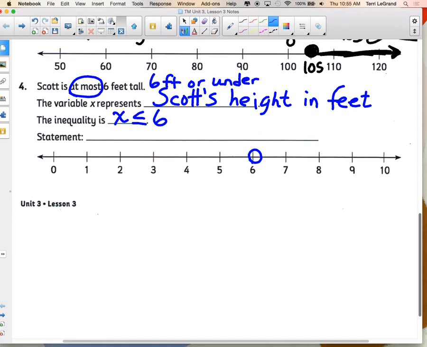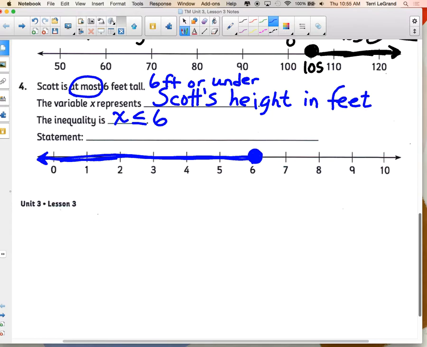Can Scott be 6 feet tall? Yes. Okay, because it says at most, so he can be 6 feet tall. What are other possibilities? To the left, yeah, to the left. Well, in reality, we can't go past 0, but we'll just shade like we always do. You'll learn next year in Algebra 1 how to talk about restrictions.